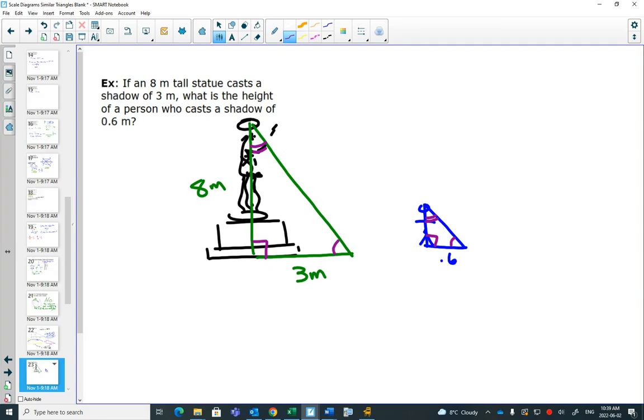So again, even though I drew it as a reduction, I would probably draw my arrow this way and say, what would I have to multiply by to get from 0.6 to 3? So I do 3 divided by 0.6 on my calculator. You're multiplying by 5. So now if you're going this way, you're going to need to divide by 5. 1.6 meters tall.